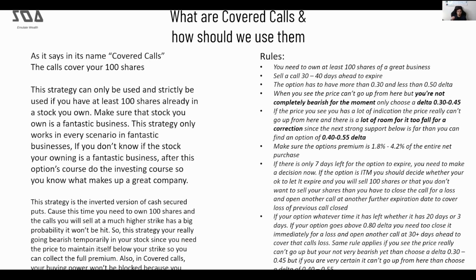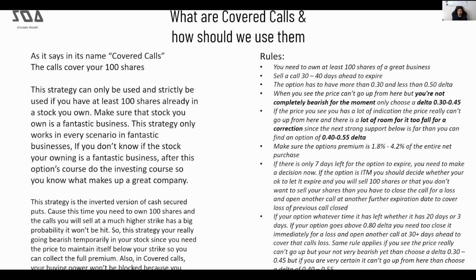If you see that the option's in the money, you need to decide two things. If you want to sell your 100 shares at the current strike price, regardless of what the spot price is, then you can just let it expire. It doesn't matter, because you're fine with selling the 100 shares. But if you don't want to sell the 100 shares, then you have to close it on that same day, at 7 days. You have to close it for a loss if it's at a loss, and open another call at a further expiration date to cover the loss of the previous call that you closed.